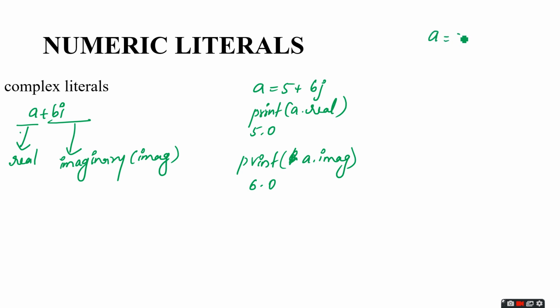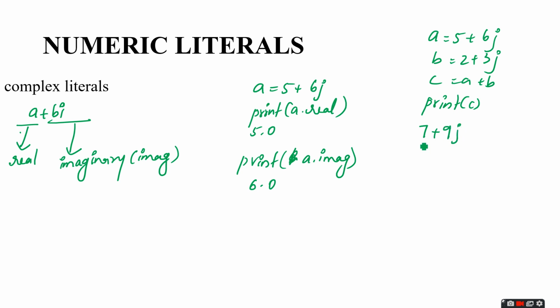Suppose we are writing like this, a equal to 5 plus 6j, b equal to 2 plus 3j, then c equal to a plus b. Now print c. Then we will get the result like this. The real parts will be added together and the imaginary parts will be added together. So the output will be 5 plus 2, that is 7, and 6 plus 3, 9. 7 plus 9j. In this way we will get the result. So these are the complex literals in Python.